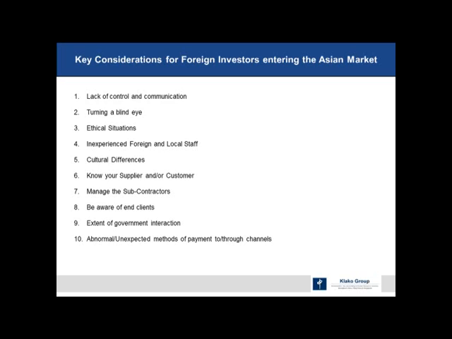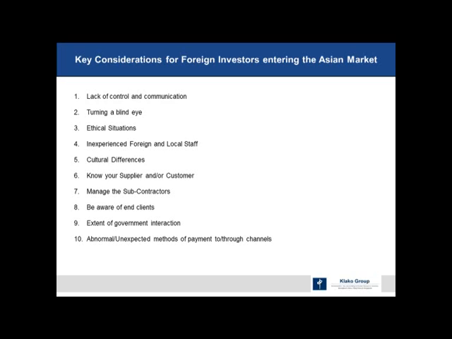Now I just wanted to go through some key considerations when you are going to set up your structures in the Asian market. This is generally if you are setting up your subsidiaries locally, and again I've only listed 10 items here, but as mentioned the list is much longer. The first is, and the first 3 points are actually interrelated with each other: lack of control and communication, turning a blind eye, and ethical situations.